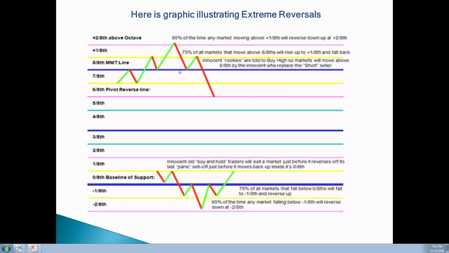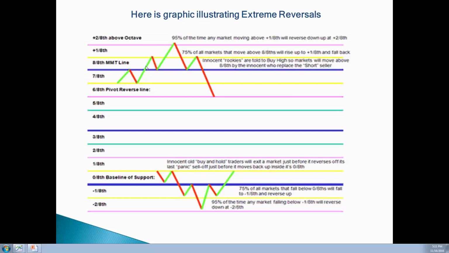But now when it gets past the 8/8, either to the upside or to the downside, you get some mirror images there. If the price moves above the 8/8, say for instance, 75% of the time the price will reverse off the plus 1/8, or of course minus 1/8 to the downside, and then retest the 8/8 again before moving higher.